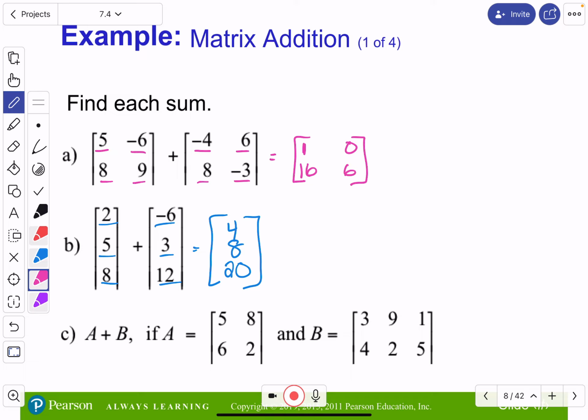And then C, this one's 2 by 2, and this one's 2 by 3, so you can't add them. There's no sum. They have to be the same size in order for it to work.